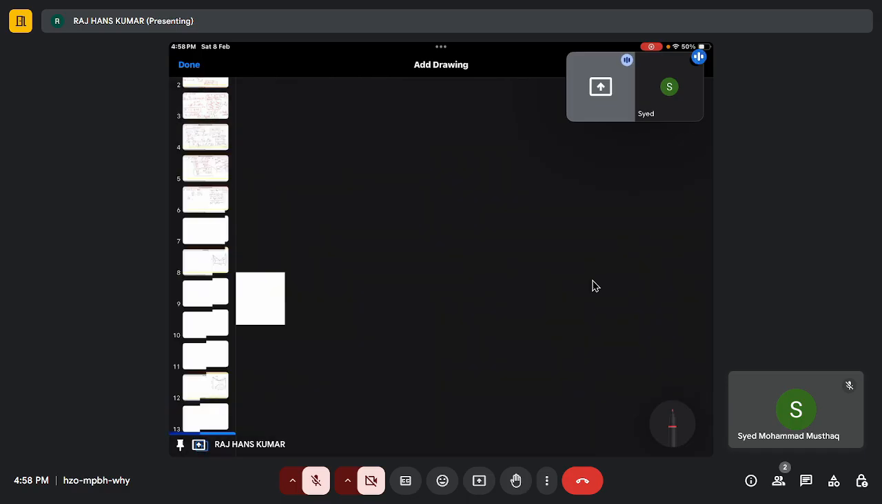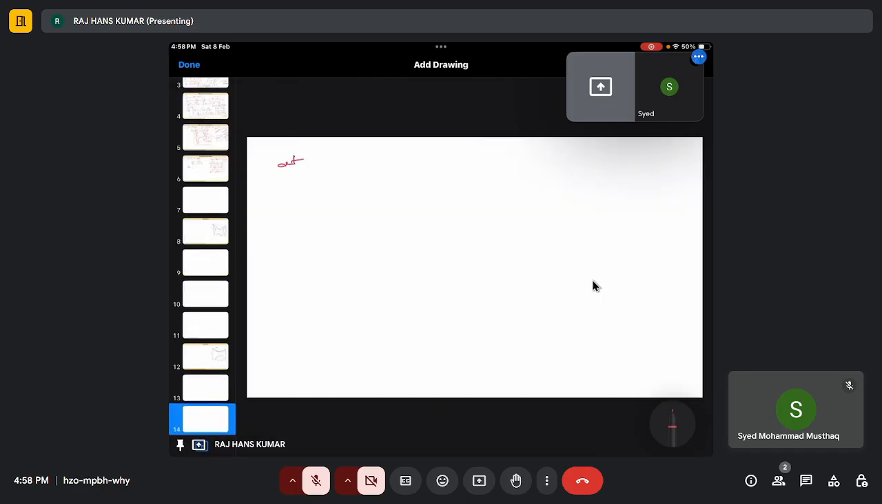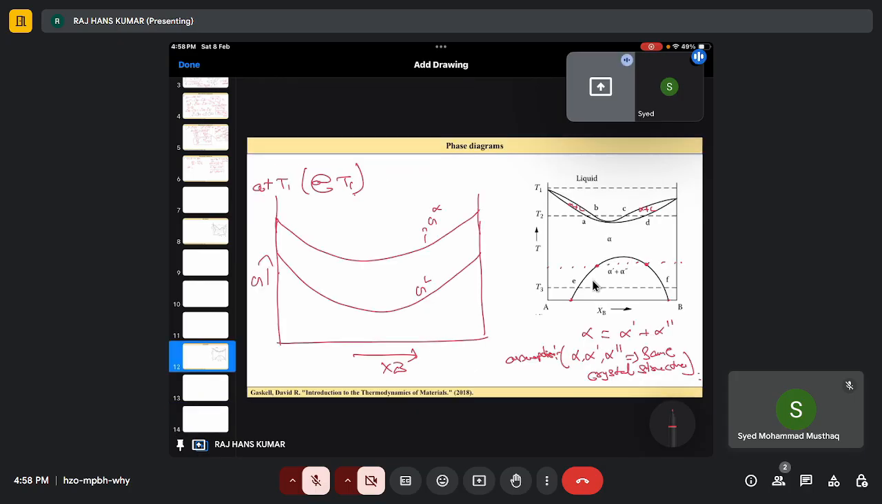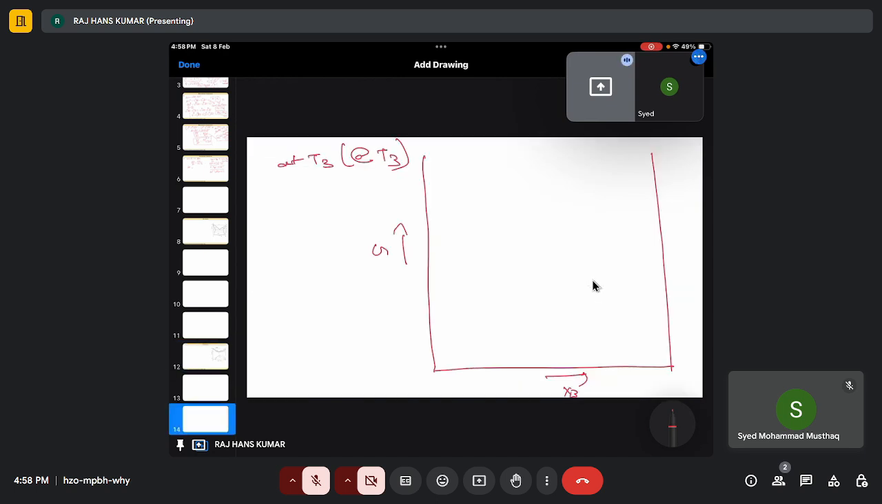Now coming to T3. This is my G, and this is my XB. Okay, so at T3 you have an immiscibility where alpha is not stable. So this is my GL. So my alpha will look like this. This is because of immiscibility, this upper curvature. Okay.